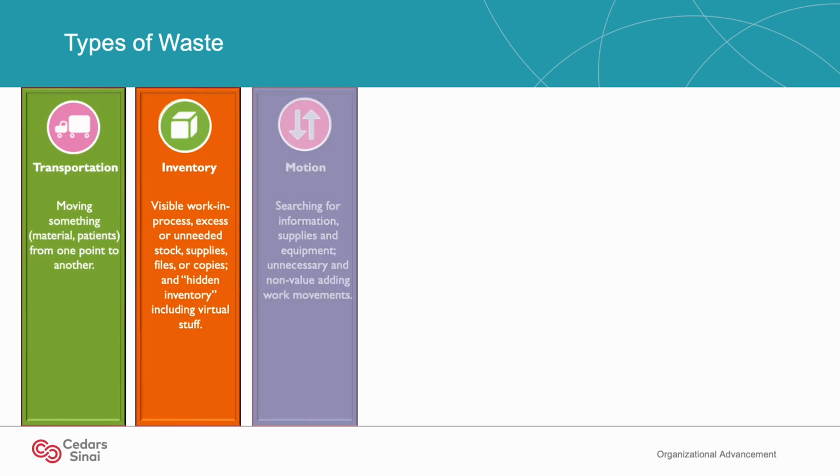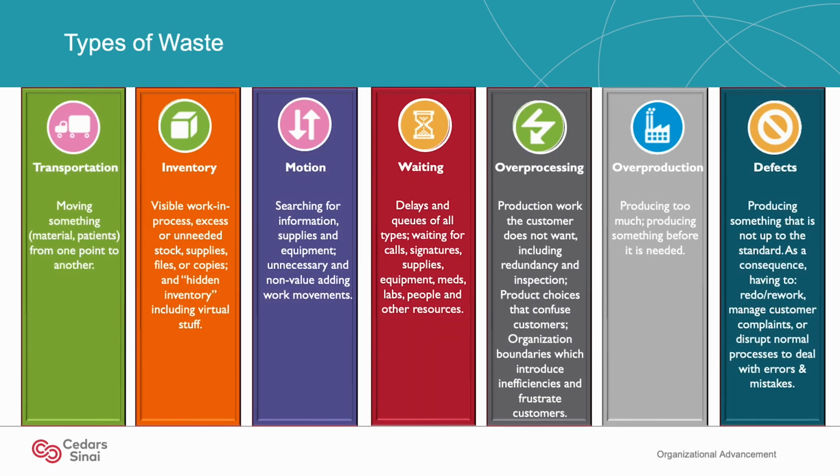So we need a way and common language to identify waste. As you can see, there are 7 types of waste. There's transportation waste, which is moving something from one point to another. There's inventory waste, which is excess or unneeded supplies, files, or copies. There's motion waste, which is searching for information, supplies, or equipment. There's waiting waste, which is delays in queues of all types. There's overprocessing waste, which is producing something that the customer doesn't want. There's overproduction waste, which is producing too much. And then there's defects, which is producing something that is not up to the standard, leading to rework.